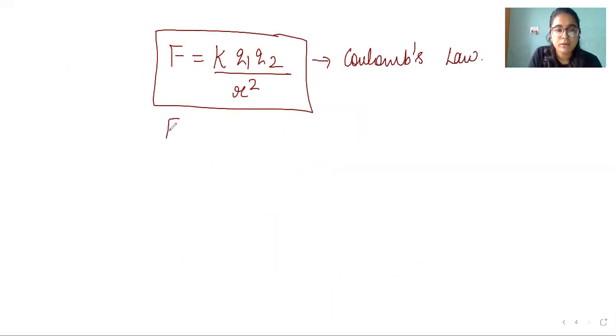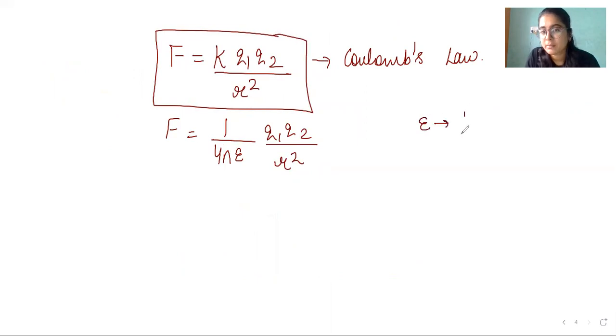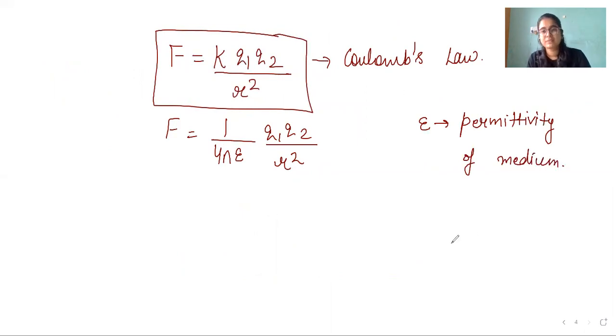And the value of K was found out to be 1 by 4 pi epsilon. This epsilon is the permittivity of the medium. It is a parameter which characterizes the medium. That's why I told you that this force depends on the medium also. It changes with the medium. So epsilon is known as the permittivity of the medium. This is the form of Coulomb's law in magnitude form.